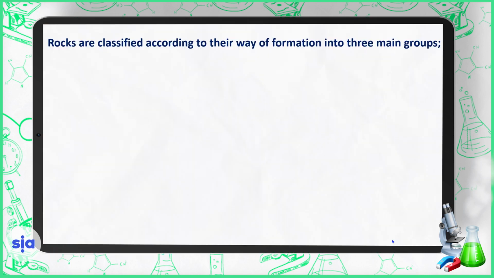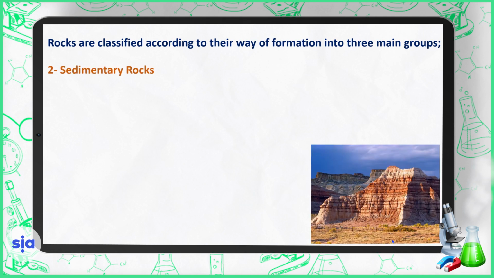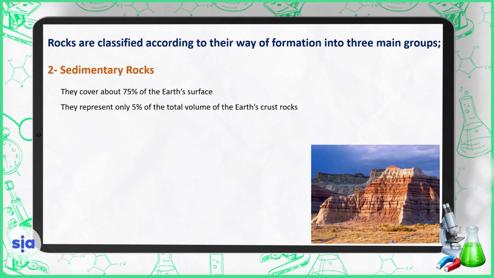Today we are going to continue discussing rocks and minerals. We previously said that rocks are classified according to their way of formation into three main groups. And we discussed igneous rocks. The second group of rocks is called sedimentary rocks. They cover about 75% of the Earth's surface. They represent only 5% of the total volume of the Earth's crust rocks.